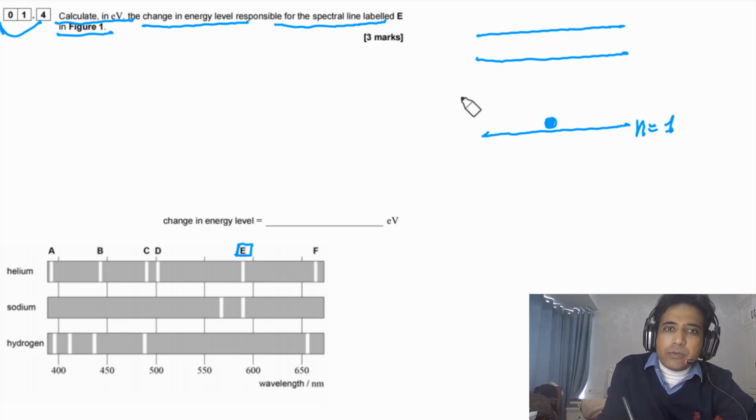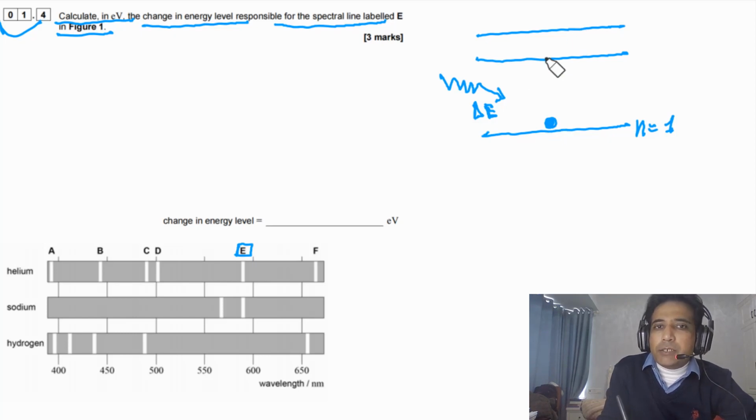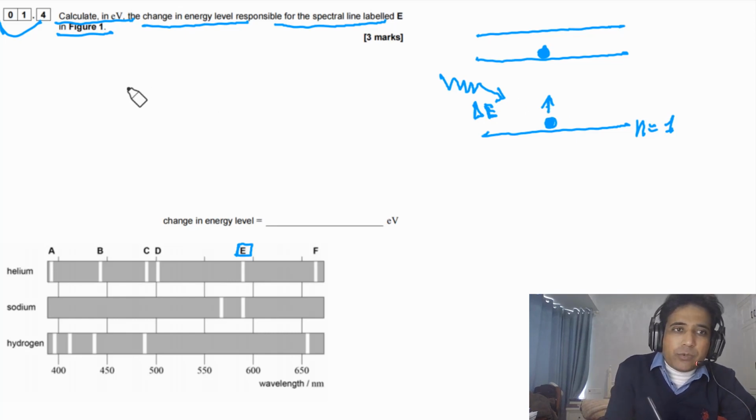Imagine that when the electron was here, it will absorb a certain photon of certain energy. That energy, let's say, is equal to delta E, and this electron will jump to a higher energy level if the energy is equal to the difference between these two energy levels. The electron will jump from here to here. The question is asking us to calculate that value of delta E, meaning the energy of this incoming photon. So how can we calculate it?